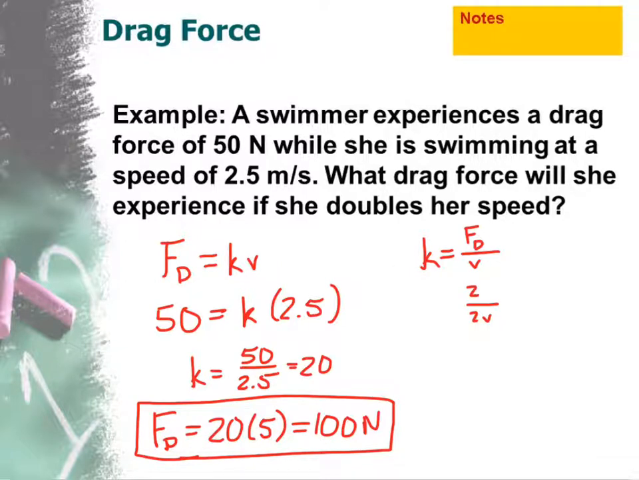Well, hopefully you figured out that I would also have to double the drag force. Okay, so if I double the velocity, I double the drag force. That will allow the constant K to remain constant. And let's see, 2 times our original drag force of 50 newtons gives us a drag force of 100 newtons. So that would be an independent way that you could figure out what the drag force is.